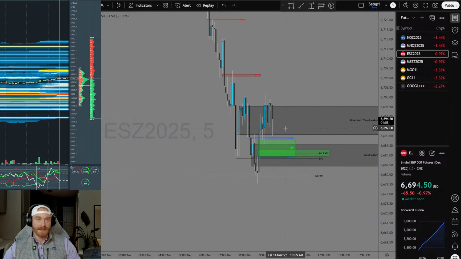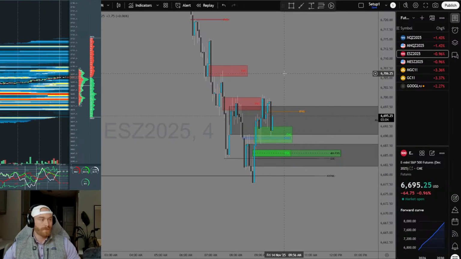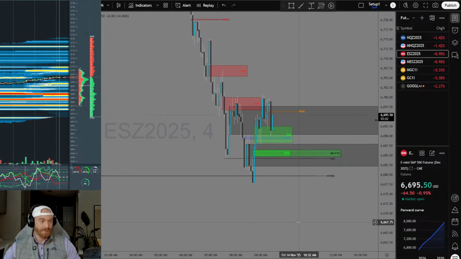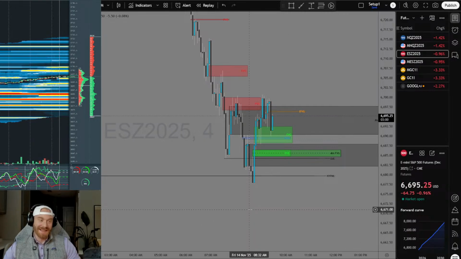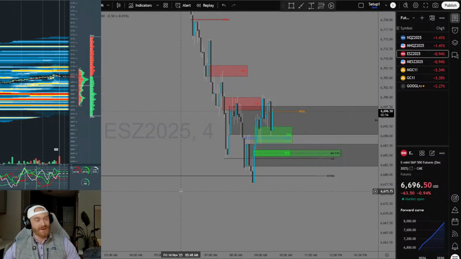We'll see what happens. Look at that rejection on the 5, right out of that 4-minute gap. Not yet, Ballas, not yet. You going for longs today? We'll see.